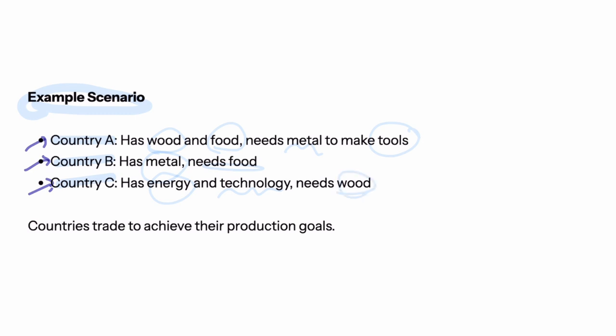As you can see, the needs and wants are connected for all 3 of these nations, implying that they would need to cooperate and communicate with each other to meet their needs and trade efficiently. So in conclusion, countries would trade to achieve their production goals.